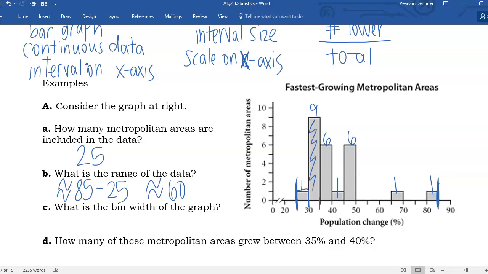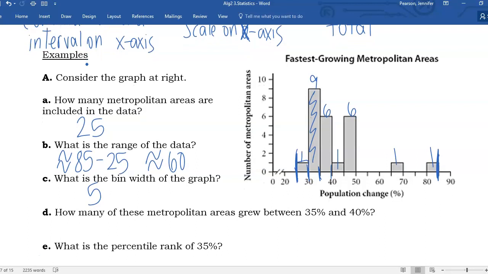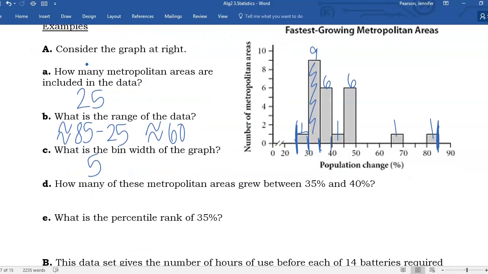What is the bin width? Bin width is how wide the intervals are. So since we're going from 25 to 30, 30 to 35, 35 to 40, we are definitely going by 5. How many metro areas grew between 35 and 40%? Okay, here's my 35, here's my 40. I'm just looking at how many in this bar here, and we already have that labeled. There are 6.